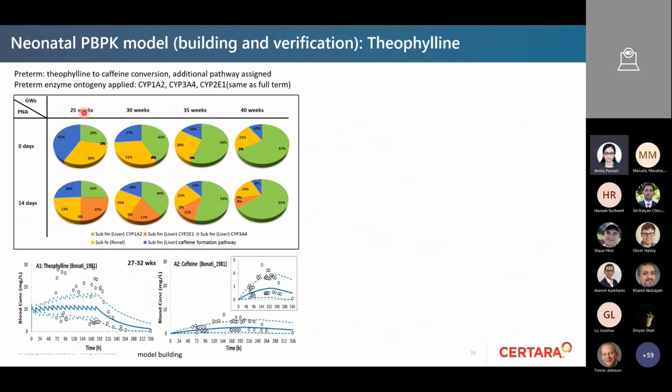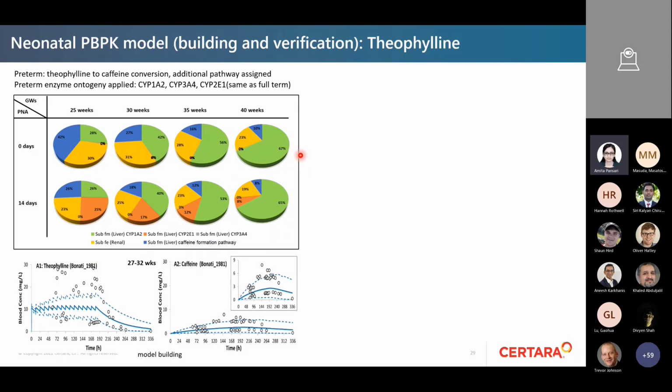So you see the ontogenies for the enzymes considered here. The preterm babies are born at gestational week 25 to 40, and here we are also taking into account the time varying postnatal age, which takes into account the biological age, like 0 to 14 days. Physiology here has dynamic changes, and you can see the different pathways contributing to the overall clearance.